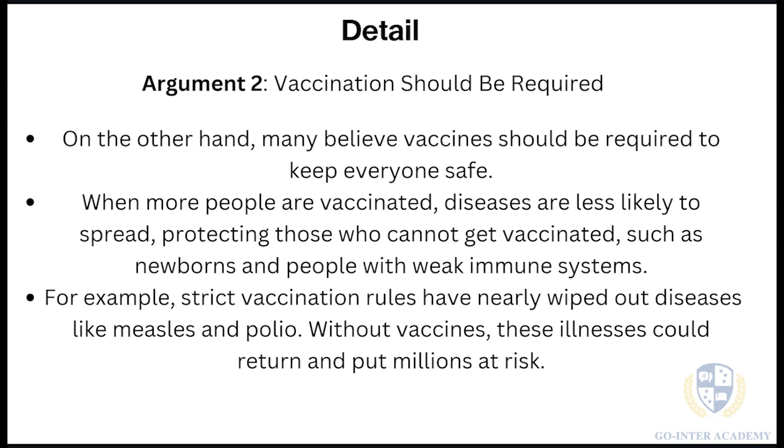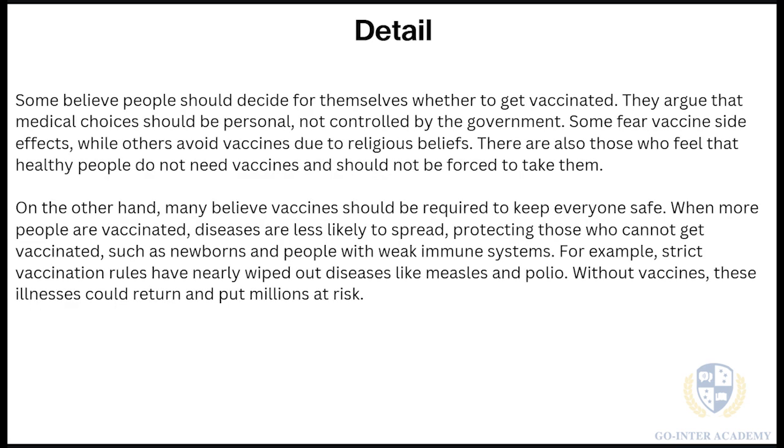When more people are vaccinated, diseases are less likely to spread, protecting those who cannot get vaccinated, such as newborns and people with weak immune systems. For example, strict vaccination rules have nearly wiped out diseases like measles and polio. Without vaccines, these illnesses could return and put millions at risk. Notice how this paragraph stays focused. It presents clear, logical reasons why vaccination might be made mandatory, especially for protecting the wider population. Okay, so we're finished with our detailed paragraph.